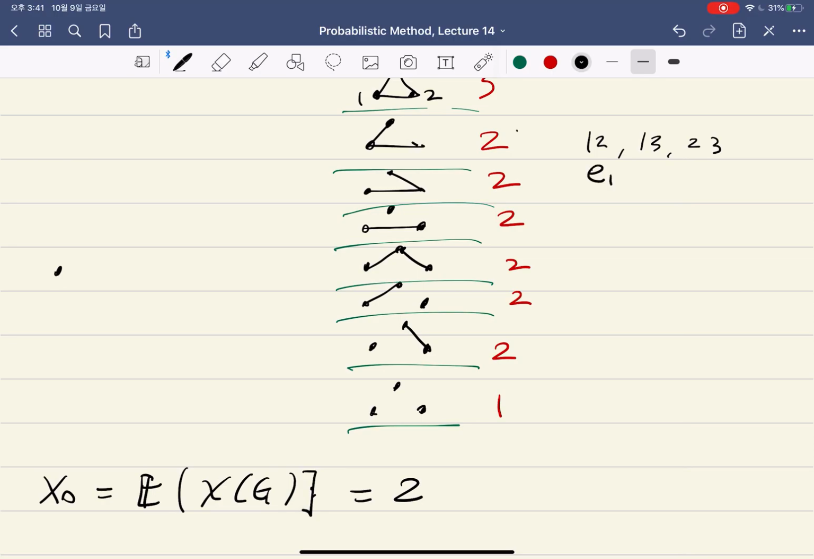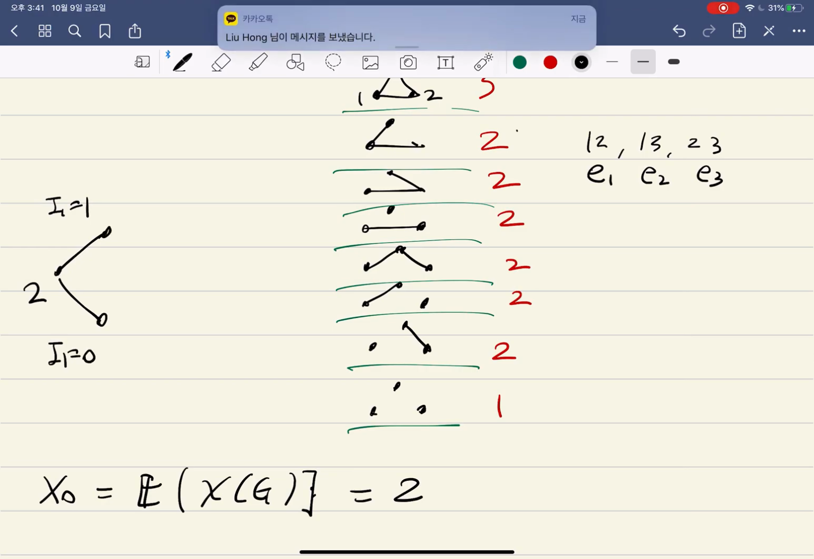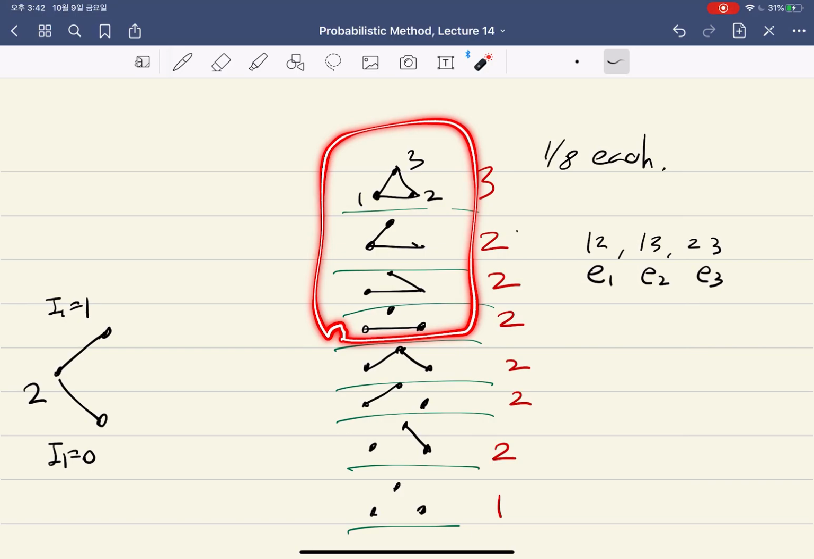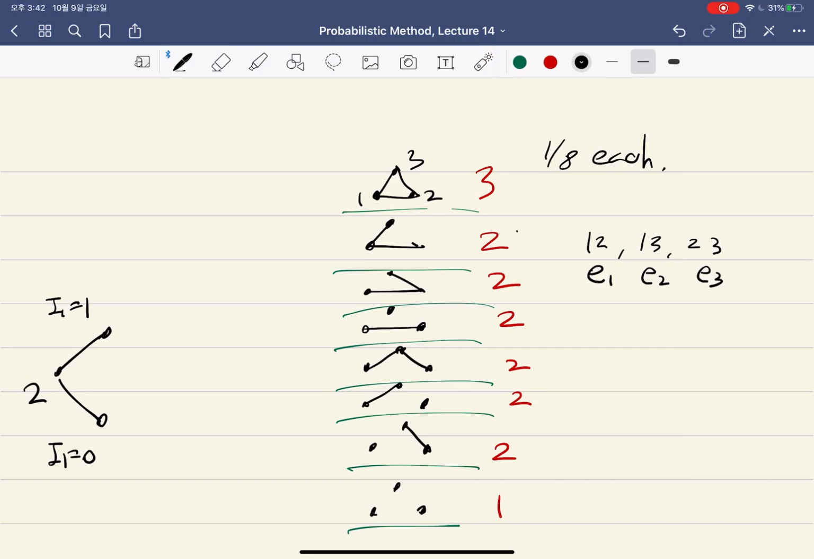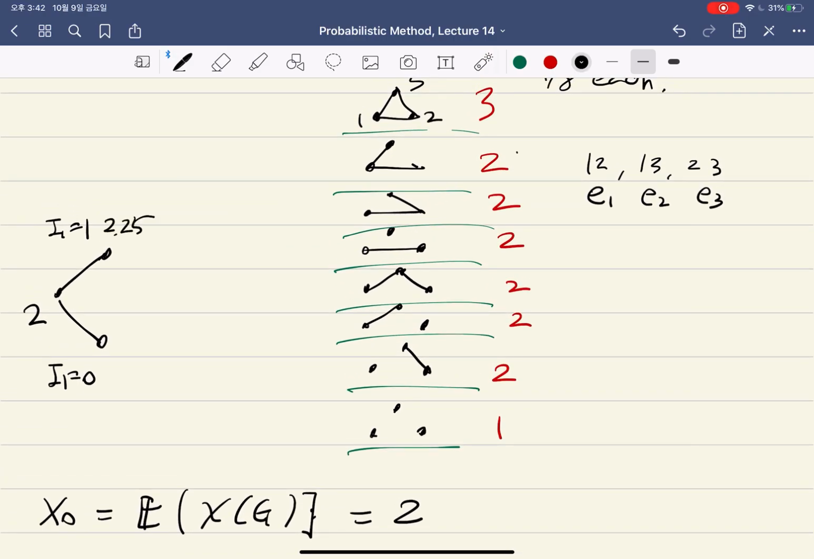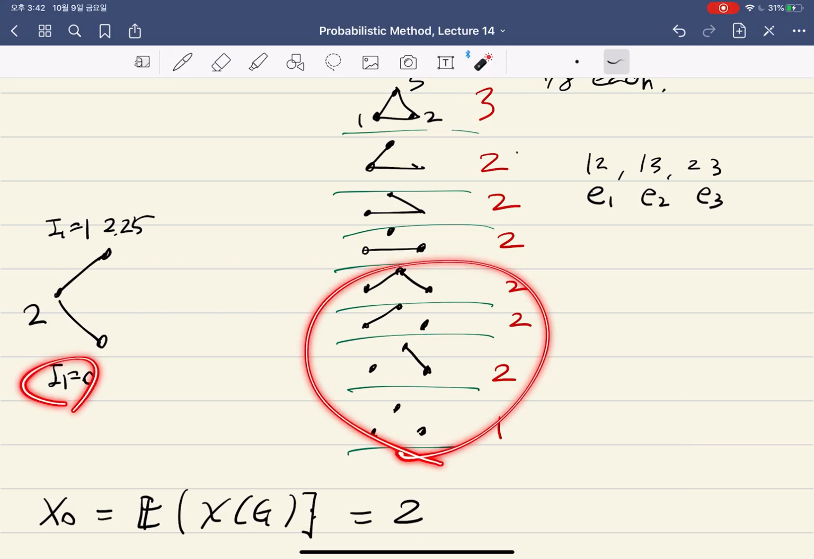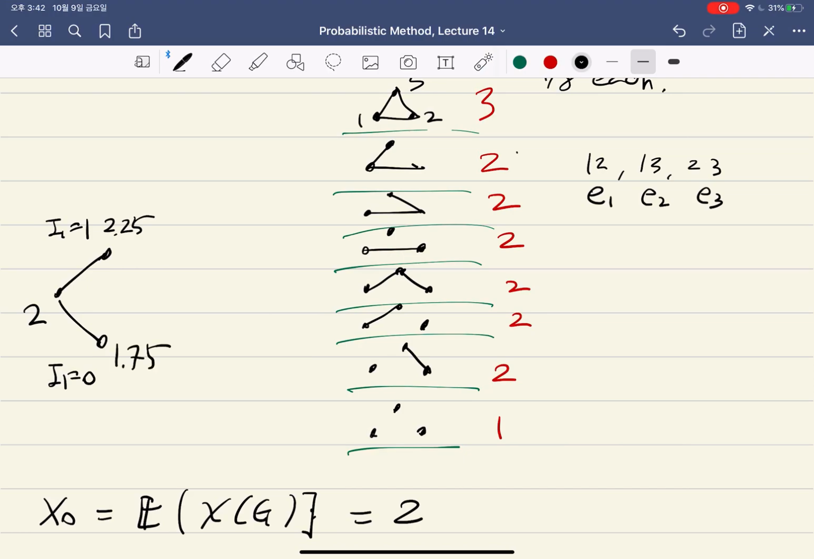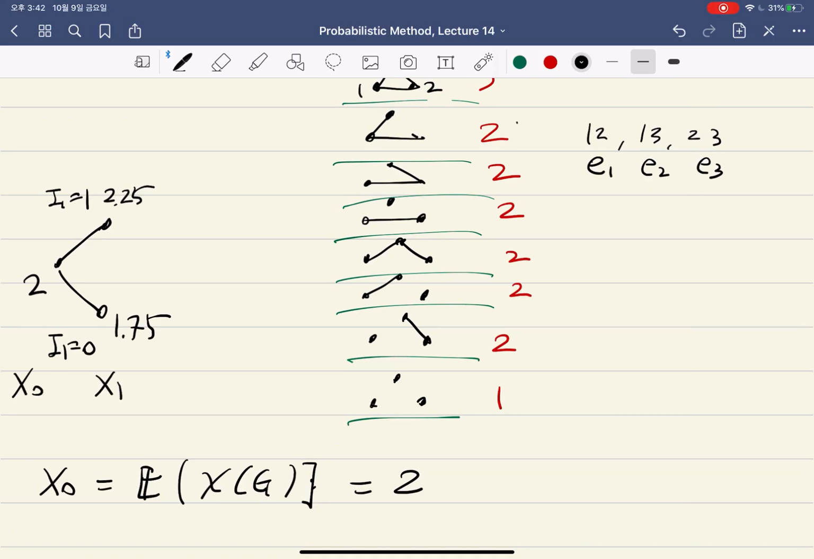And so this is E1, this is E2, E3. Let's write it this way. If I1 is 1 or I1 is 0: if I1 is 1, that means we consider these 4 graphs while these 4 graphs are not considered. So you condition on these 4, each of them has probability 1/4, and you consider the expectation, then you get 2.25. And if I1 is 0, then these 4 edges are not there, so you condition on these 4 graphs. Each of them has probability 1/4. So your x1 has this value.